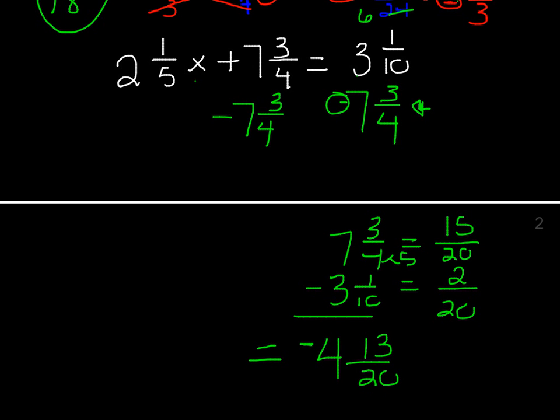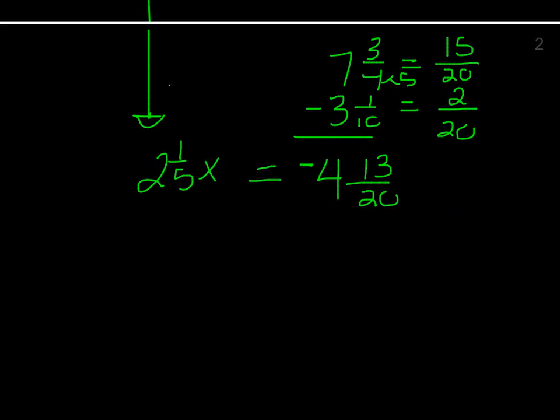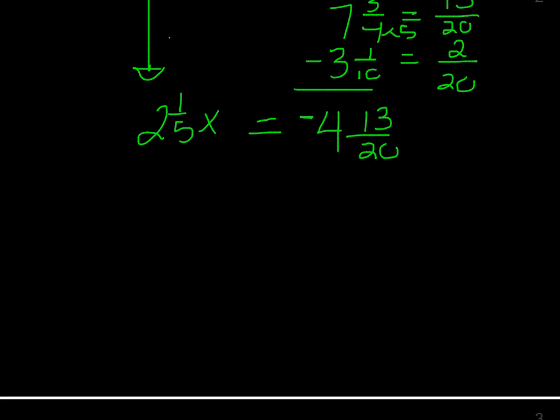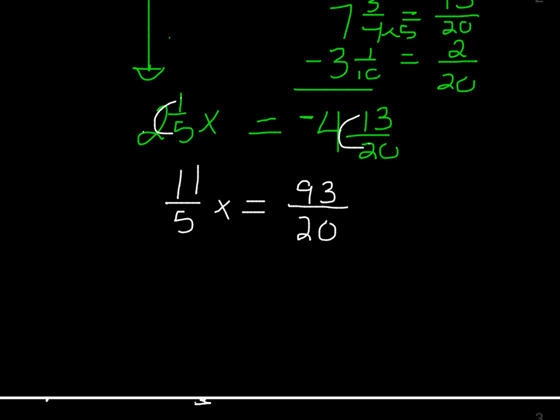And over here, that cancels out, so I can just bring this down, and I have 2 1/5 x equals that. So what I want to do next is I want to do the U-turn on both sides, right here. So 5 times 2 is 10, plus 1 is 11. So I have 11 over 5x, and over here 20 times 4 is 80, plus 13 is 93. And I know this is a big one, but you can do it like that.